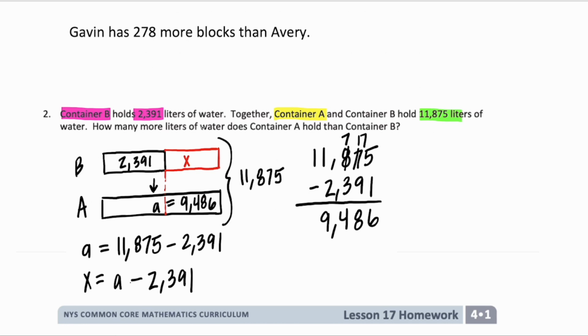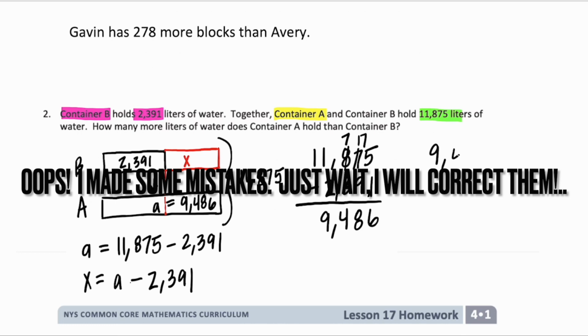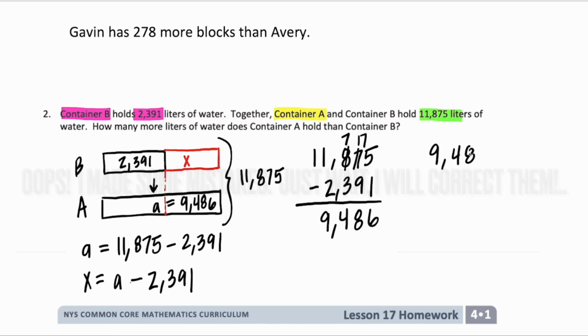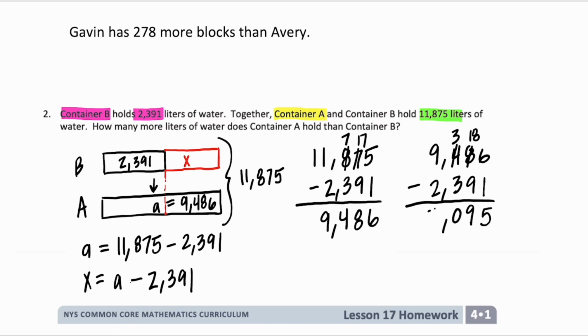A equals 9,486. Now I need to see how much more. So I'm going to take that 9,486 and subtract 2,391. I can't do 8 minus 9, so I'm going to cross out the 4, make it 3, and the 8 becomes 18. Now I can subtract. 5, 9, 0, 7.